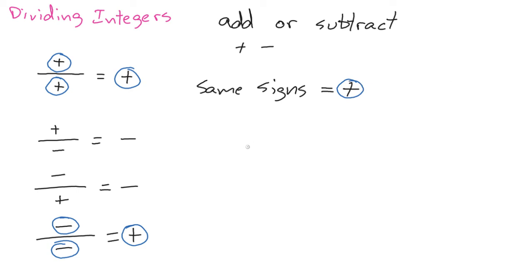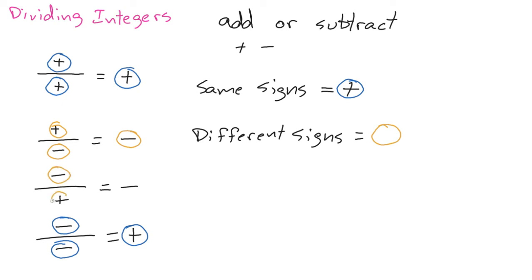Now, if you have different signs, so if you have one sign on top and the opposite on the bottom, so let me get a different color here. If you have a positive on top and a negative on bottom, then you're going to have a negative. So different signs, what's going to go in the circle there? It's going to be a negative. So if you have a negative on top and a positive on bottom, then your answer or your quotient is going to be negative. So different signs will give you a negative.